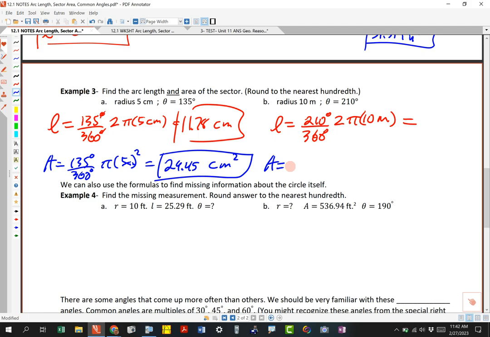Wilson, tell me how to set up the area. Well, 210 divided by 360, which is 7 over 12. 7/12. Perfect. Do we have to reduce it? No, you can if you want to. Yep, might be helpful somewhere. And what's the formula for the whole area here? Pi 10 squared. 10 meters squared, right? Okay.